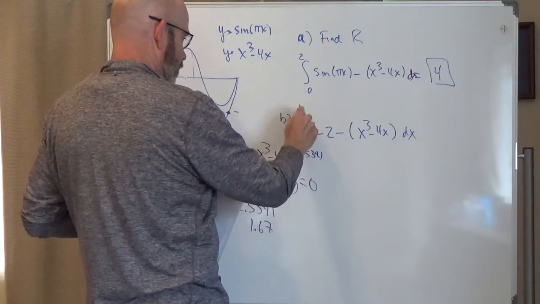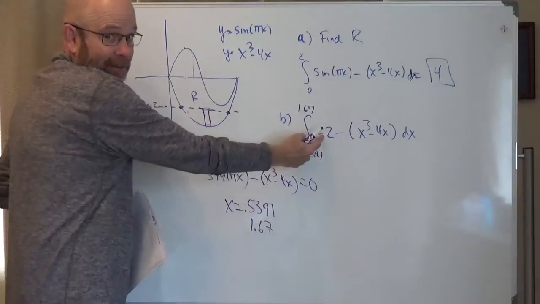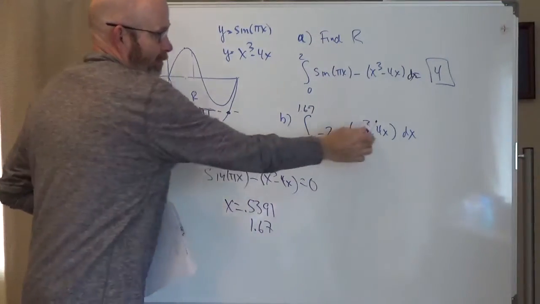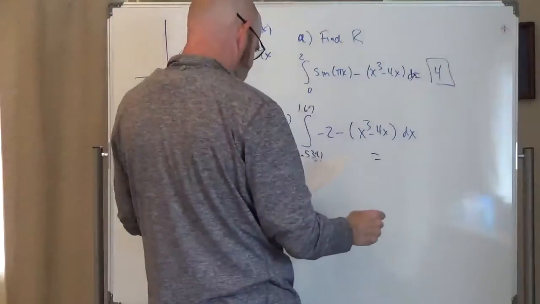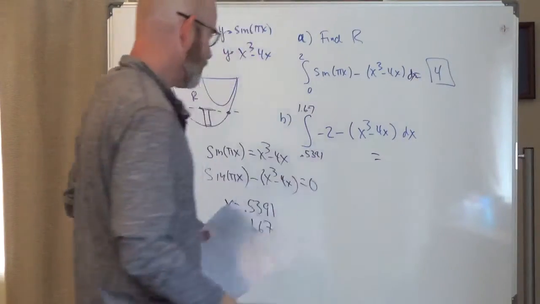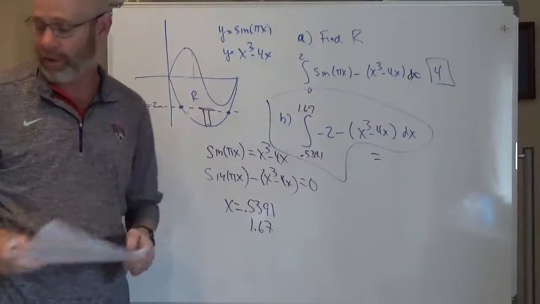So I dumped those on here, 0.5391 to 1.67, and now it's from here to here, top curve, which is the -2, minus the bottom curve, which is the cubic. And my answer to that one was, oh, that's it, because you didn't have to integrate it. Just had to write it, but don't evaluate it.